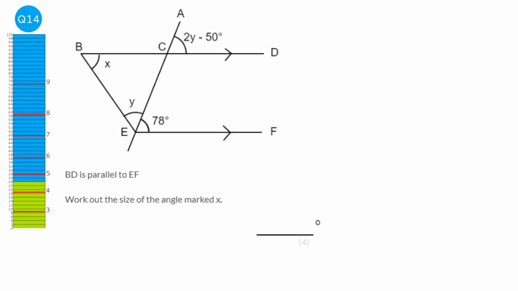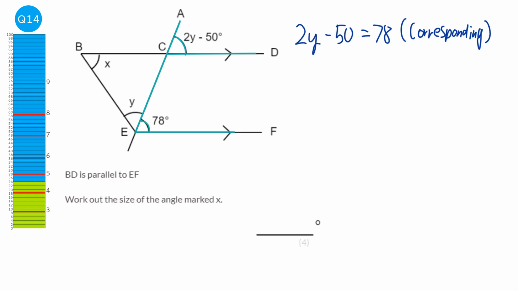To find out what the value of X is, we first of all have to find out what the value of Y is. We can notice that we've got two sets of parallel lines here and here, and a line going through them. We've got these F angles, which we call corresponding angles. So we know that 2y minus 50 is equal to 78. And we must write down the reason: corresponding angles, and corresponding angles are equal.